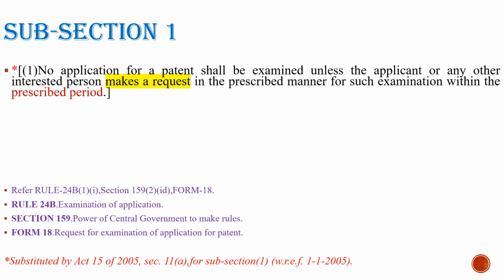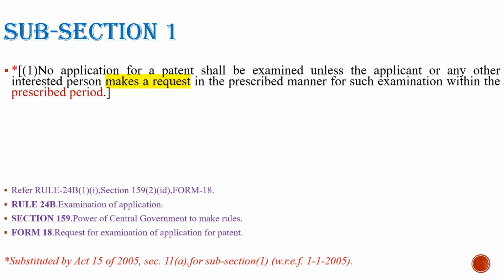Subsection 1 says, no application for a patent shall be examined unless the applicant or any other interested person makes a request in the prescribed manner for such examination within the prescribed period. Okay, so we can say, friends, here the key term is make a request. That means some request has been made.